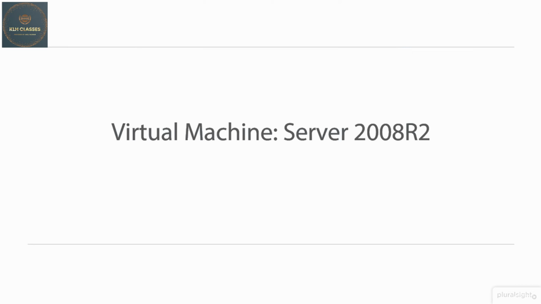So here we went through and talked about how we could install Server 2008 R2 on our virtual machine. Up next, we're going to install the desktop platform being Windows 8.1.